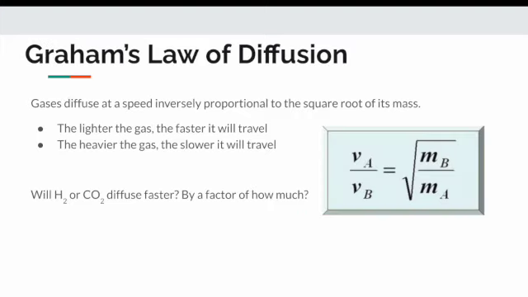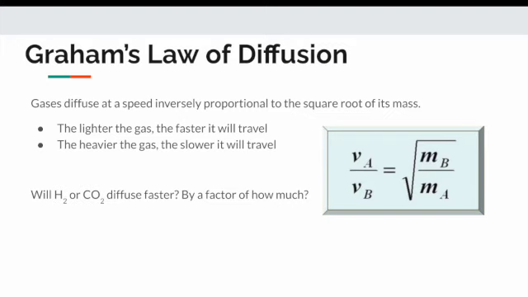Now, Graham's law of diffusion. What this law essentially states is that as the mass of a certain gas increases, the velocity of that gas will decrease proportionally to the square root of its mass. The picture on the right shows the exact numerical relationship, but just keep in mind that the general relationship is that the lighter the gas is, the faster it will travel, the greater velocity, and the heavier it is, the slower it will travel.